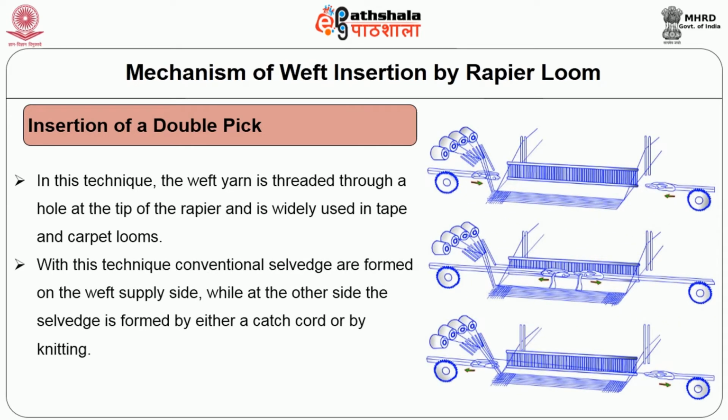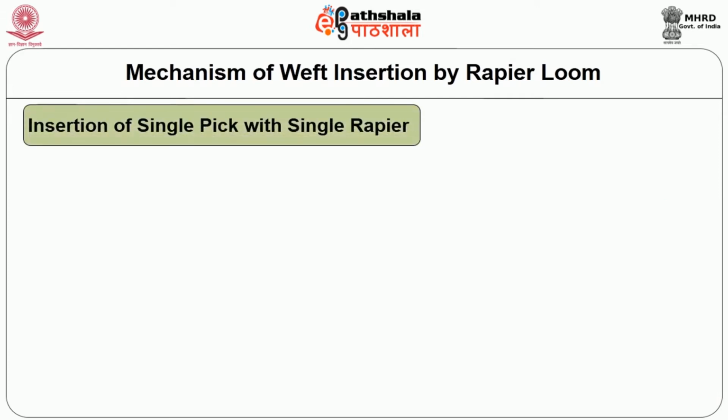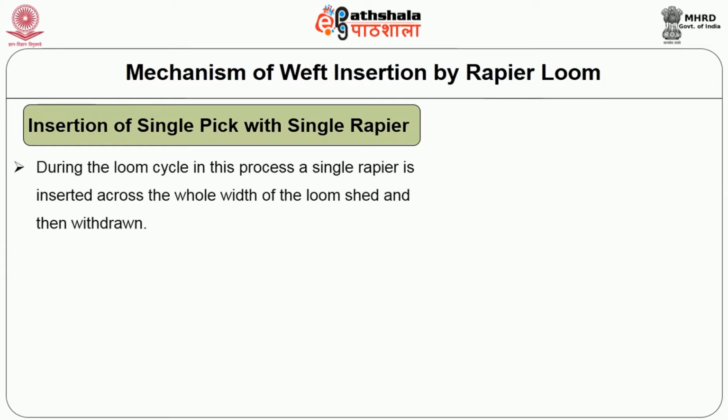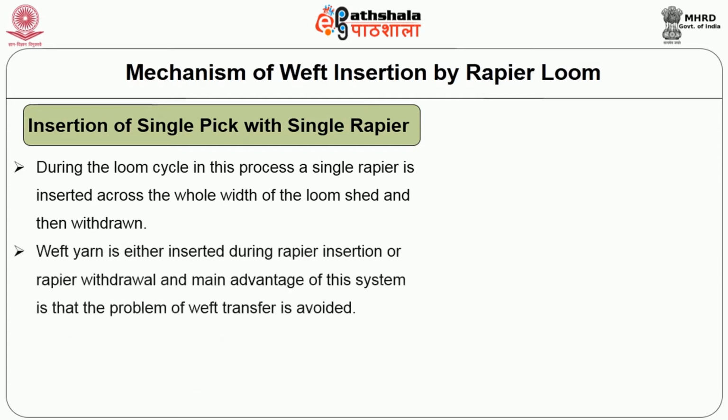With this technique, conventional selvages are formed on the weft supply side, while at the other side the selvage is formed by either a catch cord system or by a knitting. Insertion of single pick with single rapier. During the loom cycle, in this process, a single rapier is inserted across the whole width of the loom shed and then withdrawn. The weft yarn is either inserted during the rapier insertion or rapier withdrawal.